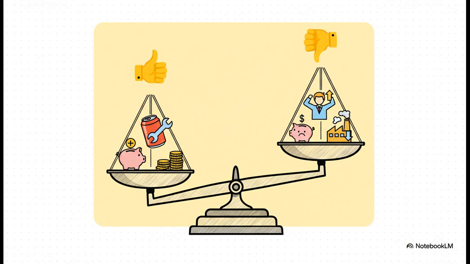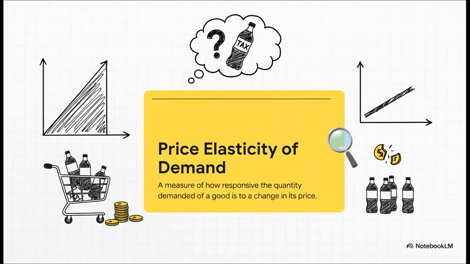They said demand for these drinks might be inelastic, meaning a price hike wouldn't really stop people from buying them. They also argued it was a regressive tax that would hit low-income families the hardest, and that it could even lead to job losses. And that point about elasticity, it's absolutely critical.